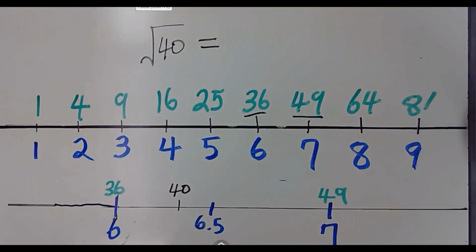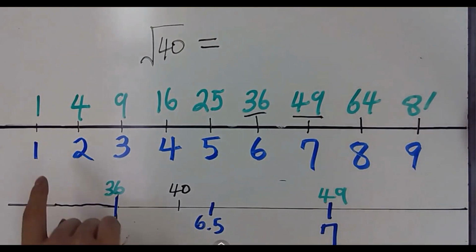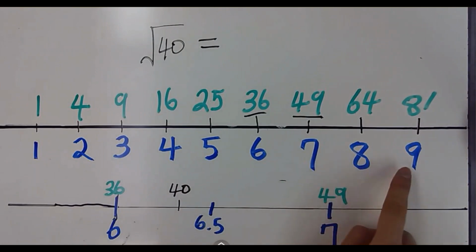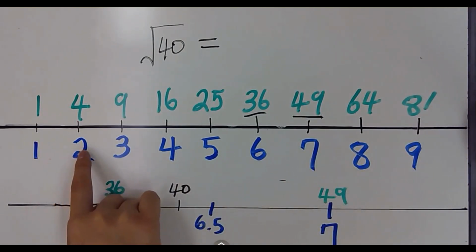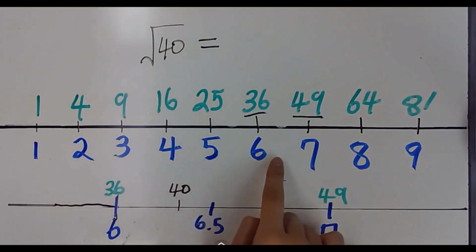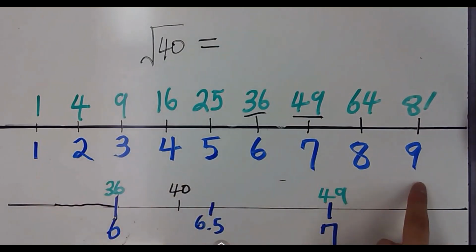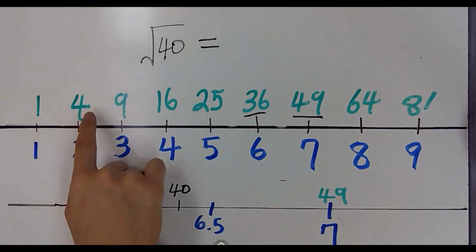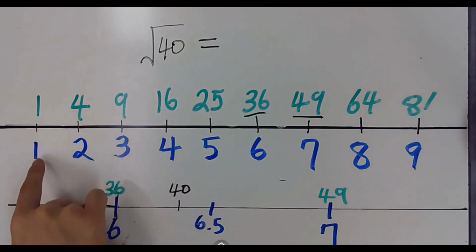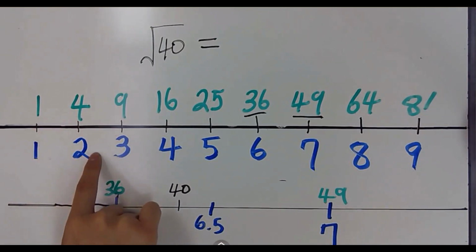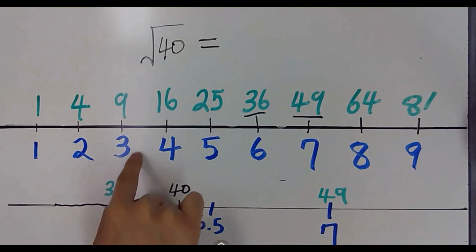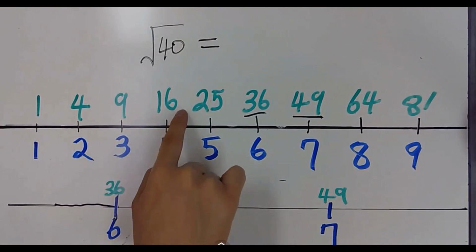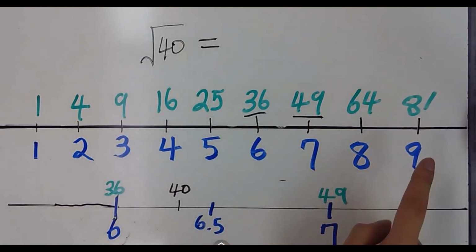First, let's try to estimate the square root of 40 using a number line. If you look at the number line here, in blue, I have what you would see on a regular number line from 1 to 9. And on top in green, I have written down its squares. So 1 times 1 is 1, 2 times 2 is 4, 3 times 3 is 9, 4 times 4 is 16, and so on.